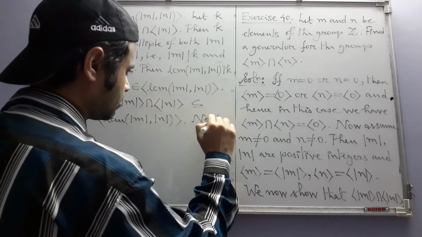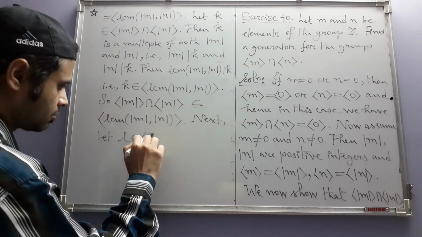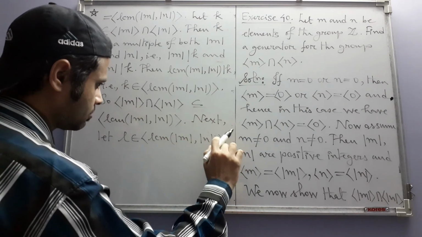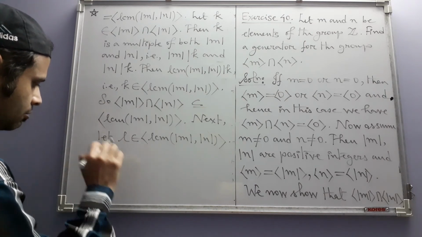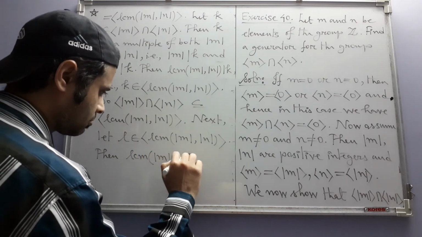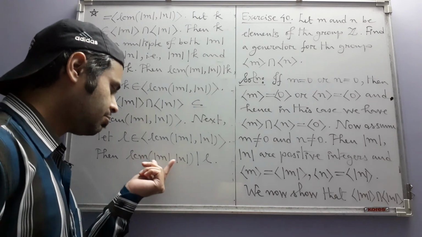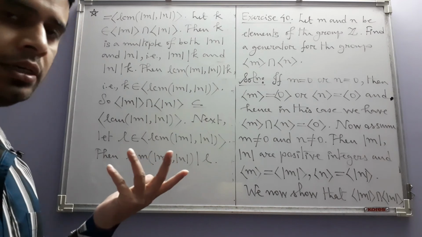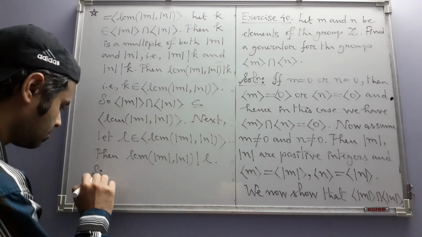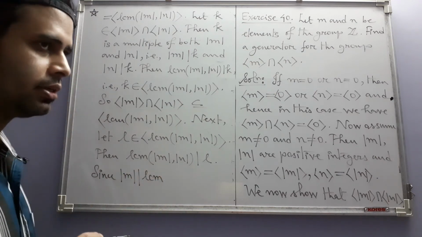Next, let L be any element here. Then the LCM divides L. But the LCM of these two integers is, by the very definition of LCM, divisible by both the integers, since the LCM, being the least common multiple, is after all a common multiple.